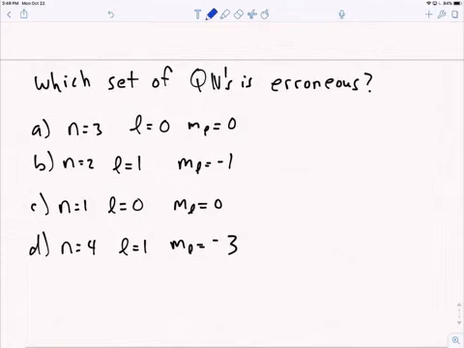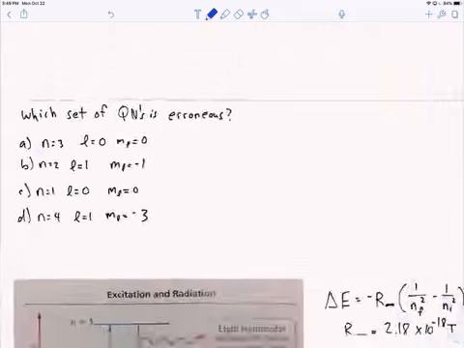Some people think that A is the wrong one. B is wrong. C is wrong. D is wrong. All right, you guys get it. Okay. D is wrong because if L equals 1, M sub L has to be -1, 0, or 1. So, questions with this? Okay.